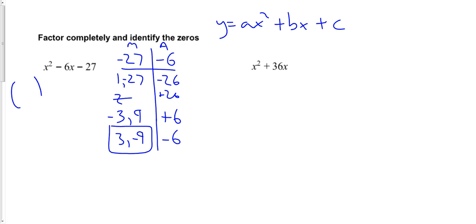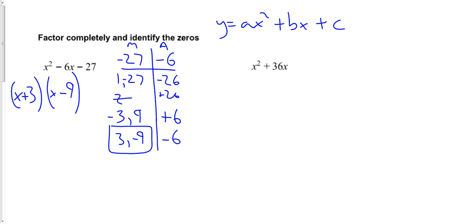So I'm going to write in x plus 3, x minus 9. Okay, so those are going to form my factored form. If I want to be able to identify the zeros of this form, I need to figure out what values of x do I need to put in here in order to make this equation equal to 0?